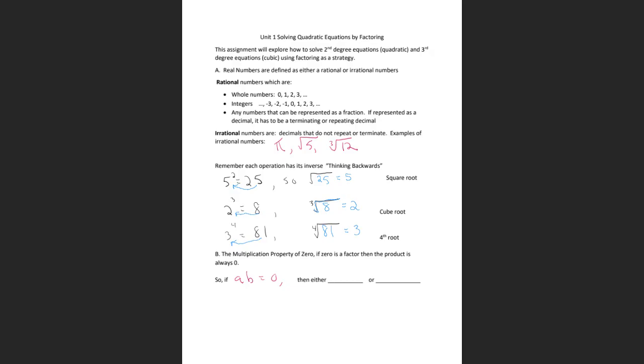Another thing we want to bring into your attention is this multiplication property of 0. So we learned that if you multiply by 0, the answer is 0. So what this is saying, if 0 is a factor, then the product is always 0. So notice how if you have this a times b is equal to 0, a represents a factor, b represents a factor. So for it to equal 0, either a's got to equal 0 or b's got to equal 0. That's important to us.